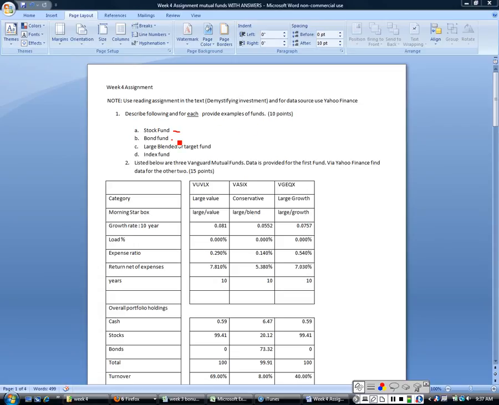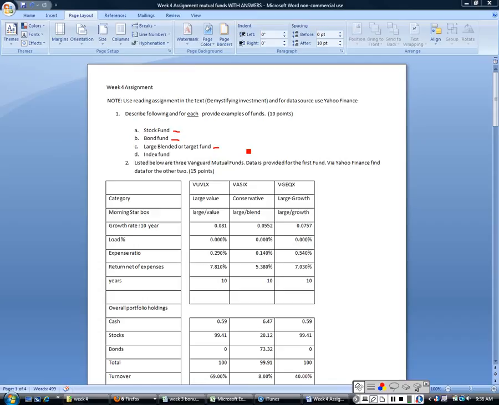A bond fund is basically a fund that only has bonds. That means it could have corporate bonds, government bonds, or municipal bonds, but they're all bonds in there. The large blended or target fund basically means that now you have a combination of both stocks and bonds.